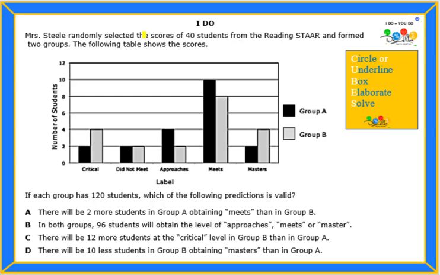Mrs. Steele randomly selected the scores of 40 students from the Reading Star and formed two groups. The following table shows the scores. If each group has 120 students, which of the following predictions is valid? Valid means we are looking for something that is true.